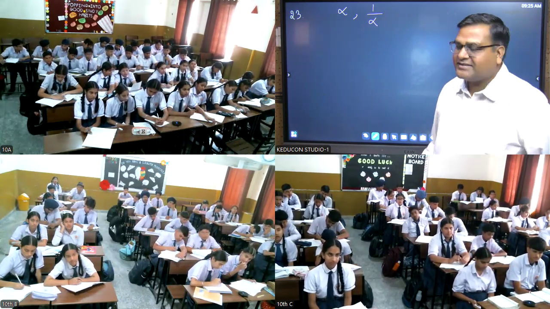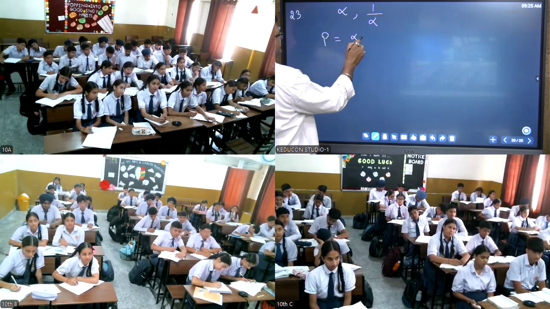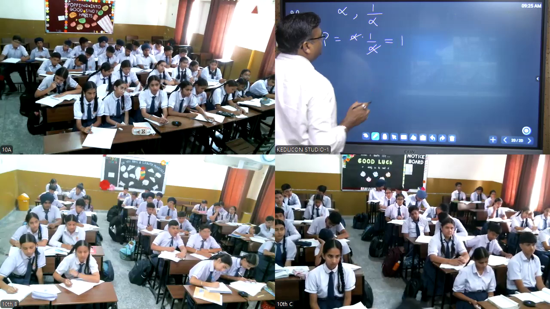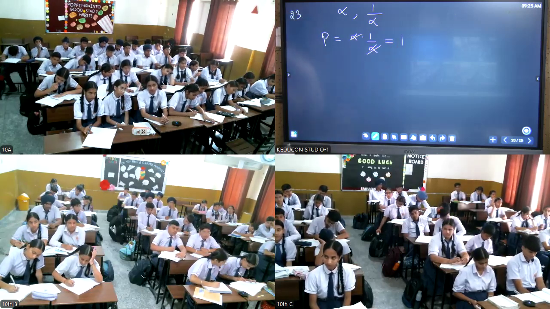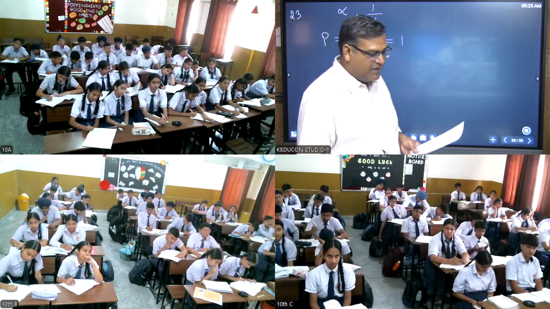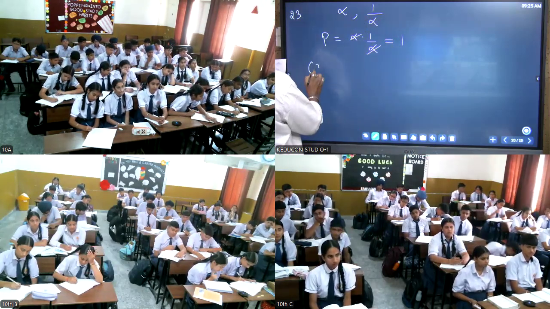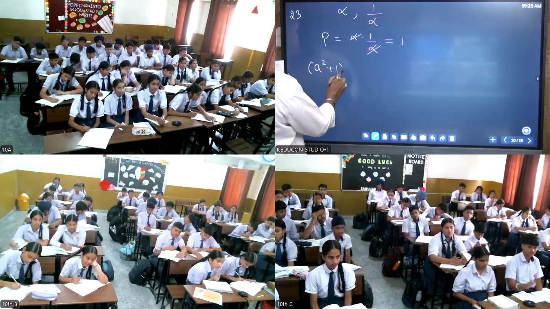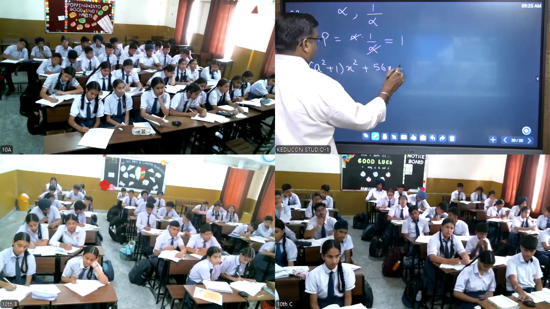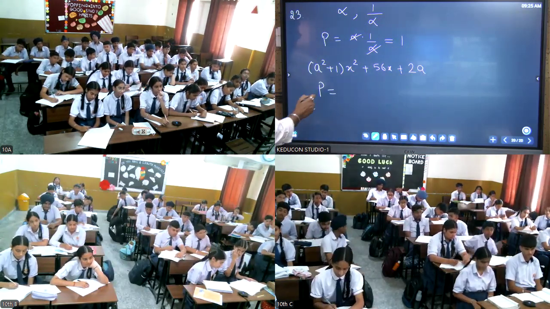प्रोडक्ट ले लेते हैं जीरोस का, तो प्रोडक्ट ऑफ द जीरोस इज अल्फा multiplied by 1 by alpha. So what is the product? 1. We have product as 1. Now we can find the product from the polynomial also. Yes. So what is the polynomial? (a square plus 1)x square plus 56x plus 2a. Right. So from here, what will be the product?